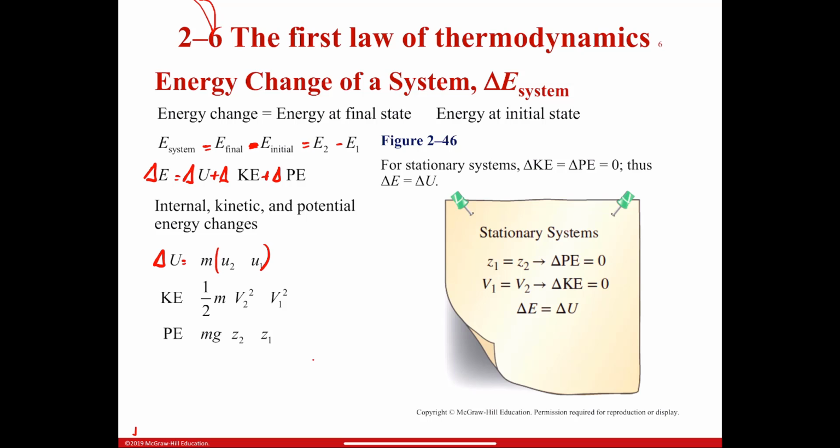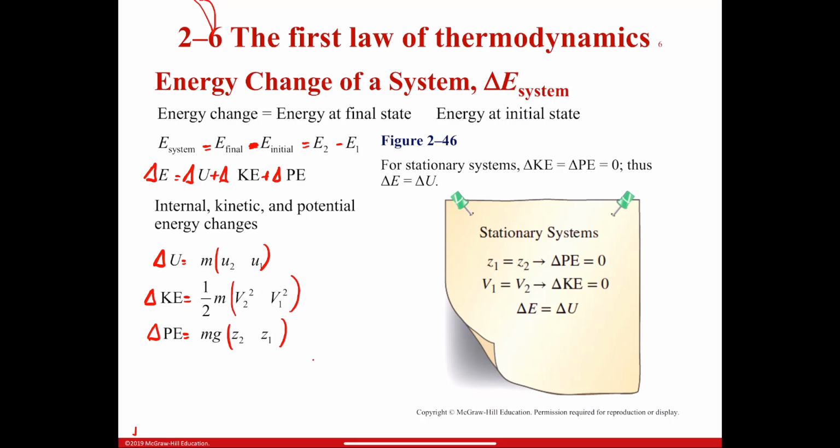Then just for you to remember, delta U will be equal to the mass multiplied by U2 minus U1, and delta of the kinetic energy should be equal to 1/2 multiplied by the mass times the velocity at the end squared minus the velocity at the beginning squared. And then delta of the potential energy should be equal to the mass multiplied by gravity and the difference between the heights, basically.